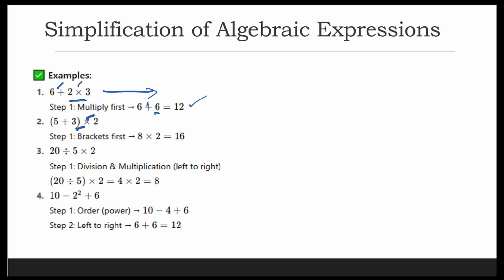Now there is a bracket, there is a multiplication, and there is an addition. Which one has to be solved first? First the bracket. So inside the bracket, whatever is there, we have to solve that first. 5 plus 3, 8. Then we have to solve multiplication into 2 equal to 16. Now here we have 20, then we have a division, we have a multiplication. So we already saw in BODMAS, BOD, D is division. So division has to be done first and then we have to do multiplication. So 20 divided by 5, which is 4, into 2, which is 8.